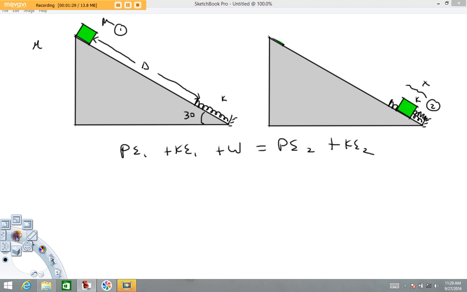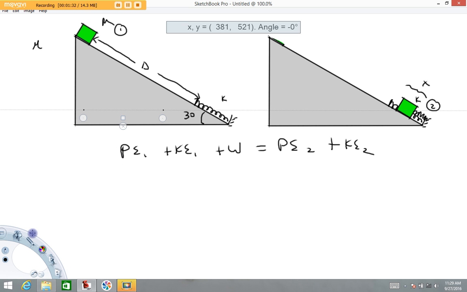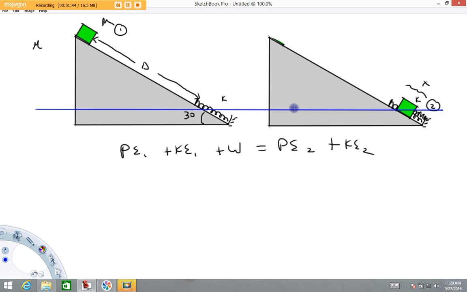So we need to decide where to measure that from. The lowest point in the diagram is usually a good place to measure potential energy. So I'm looking here at position 2. This is as low as this box gets here in position 2. So I'm going to go ahead and call this my gravitational datum and measure my gravitational potential energy with respect to this line. All right, so under the PE1 term, we're going to have an mgh term.